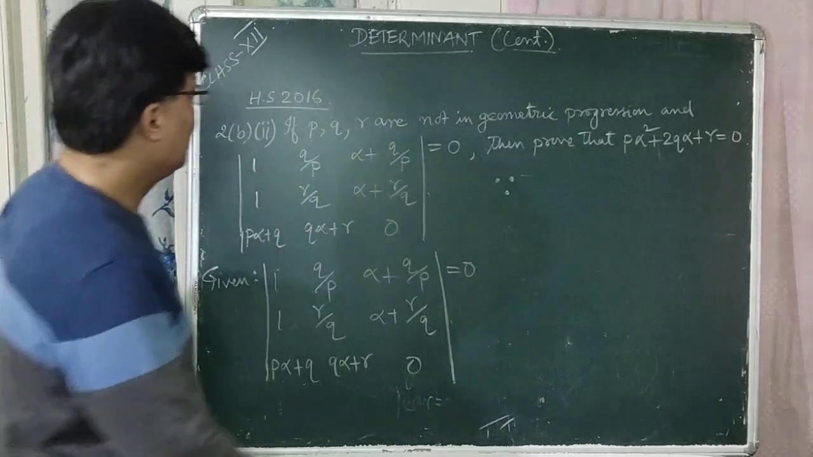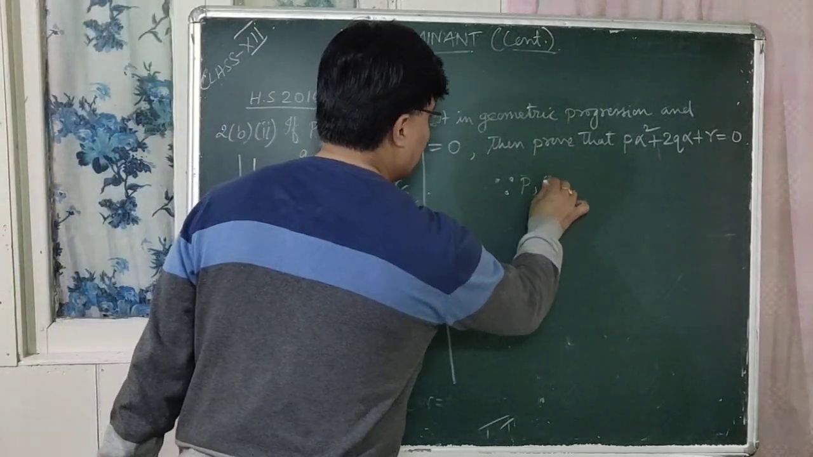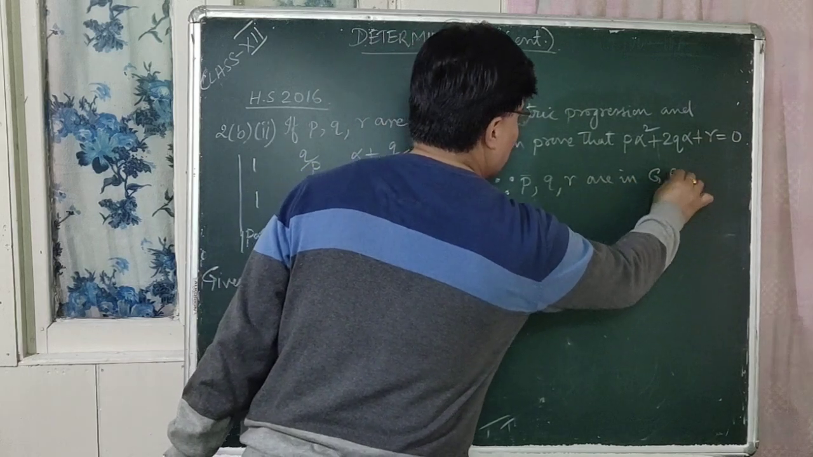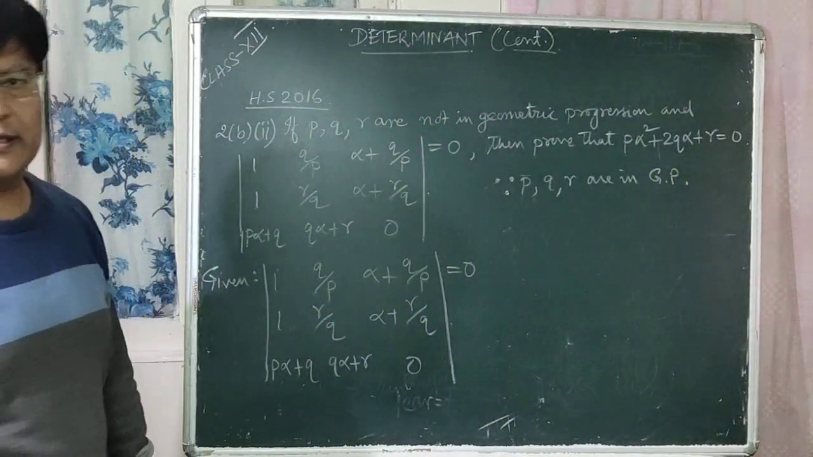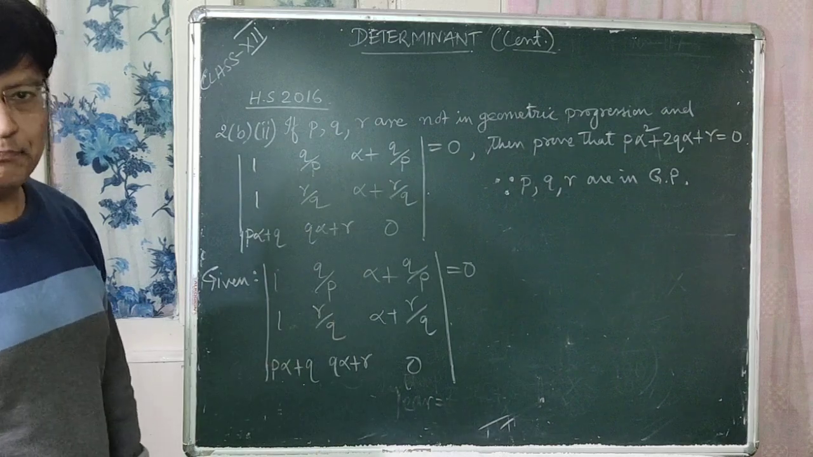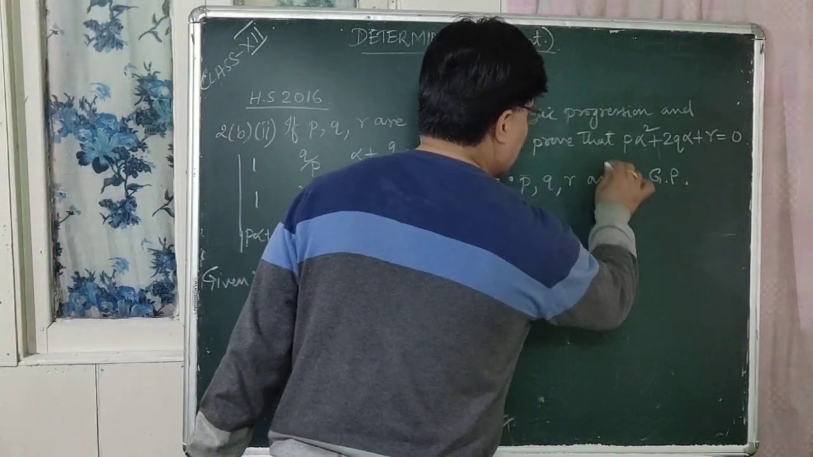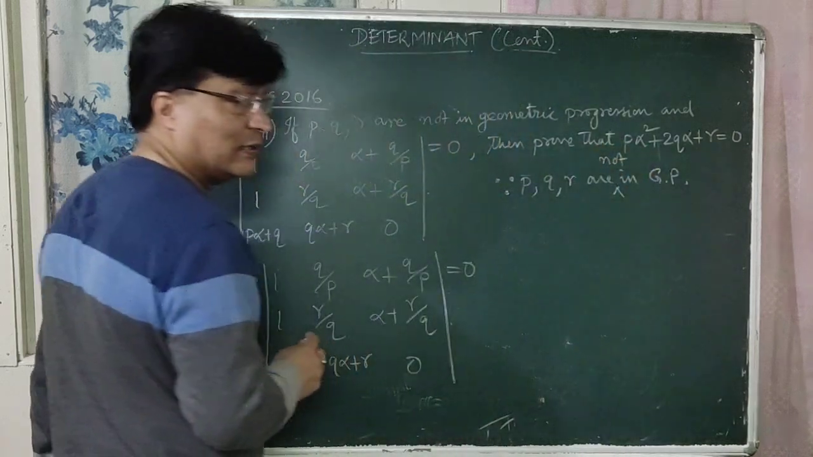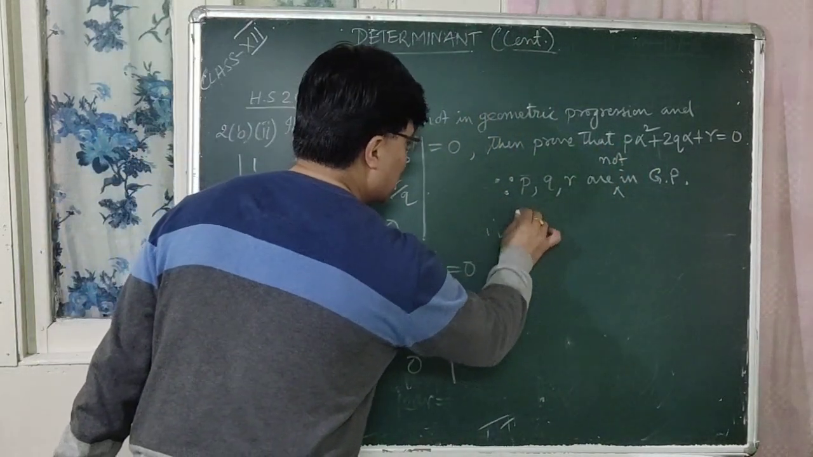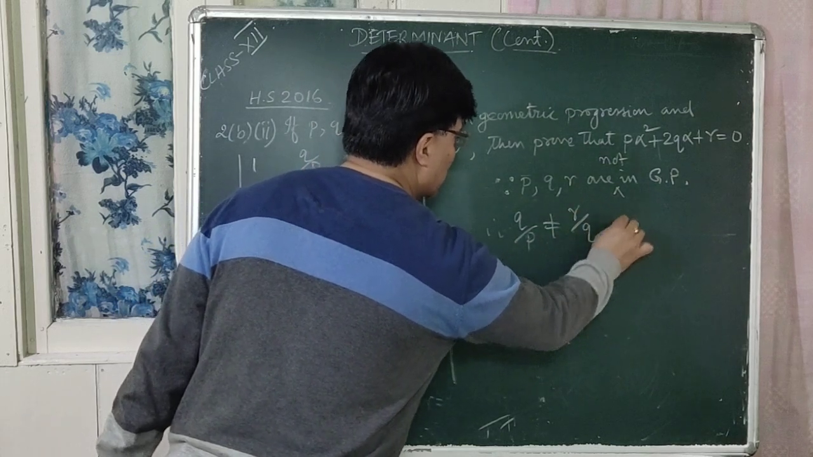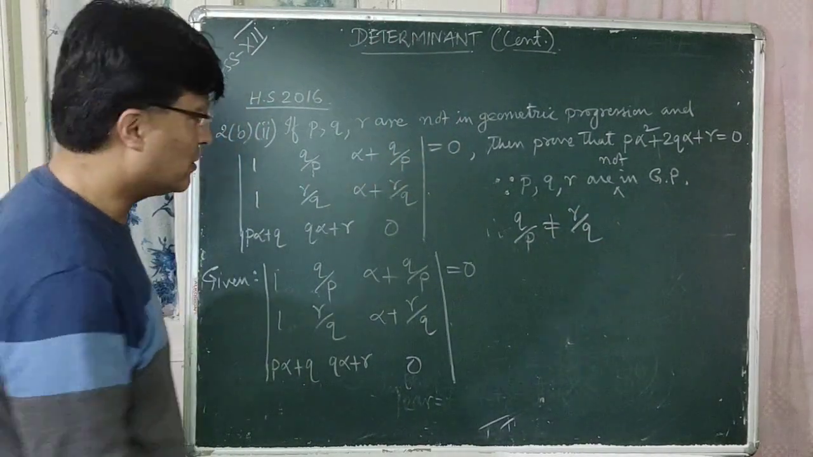Since P, Q, R are not in GP, so this geometric progression is abbreviated as GP, right? They are not in GP. So what can you write? Second term divided by first term not equal to third term divided by second term, right?